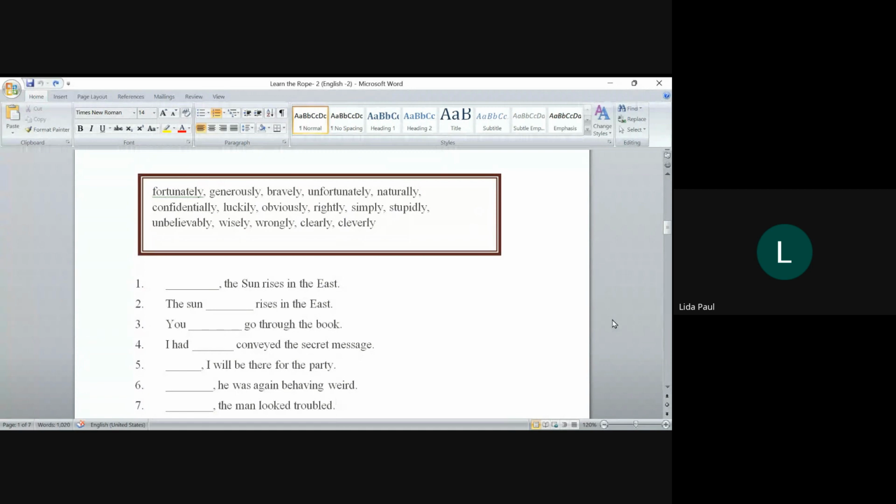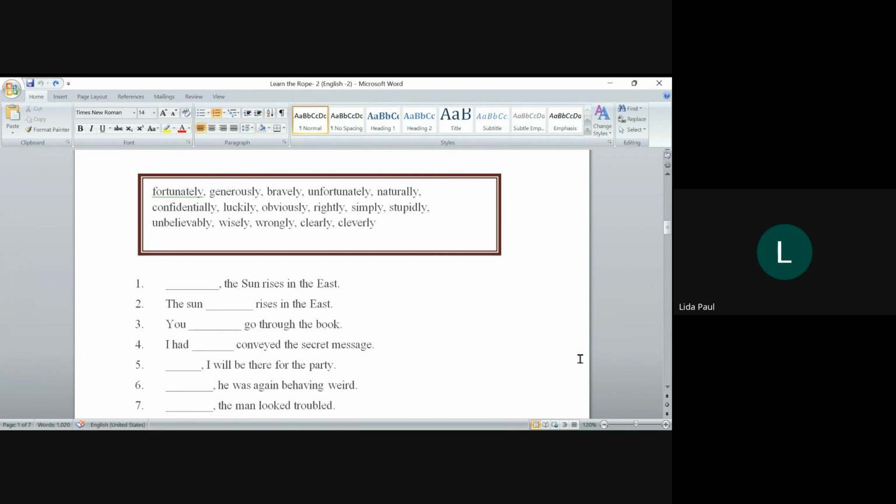So first one: dash, the sun rises in the east. Be careful about choosing them. Sometimes multiple options would look right, but choose the most appropriate one. Rightly. Obviously. Yeah, you can say obviously. Rightly here means as opposite to wrongly, right? Right and wrong. So rightly, the sun rises in the east, will make a little less sense. But yes, obviously goes.